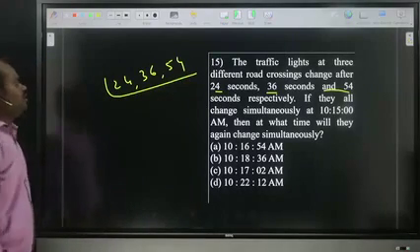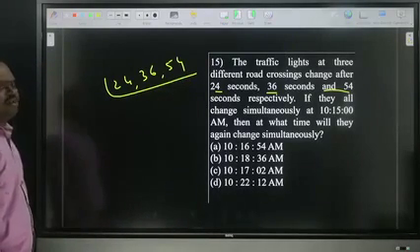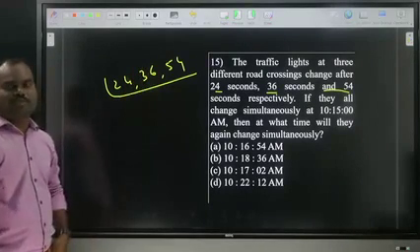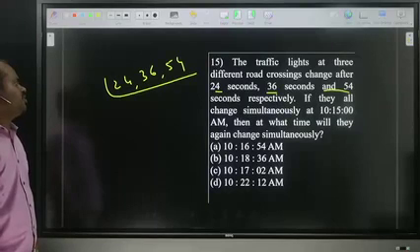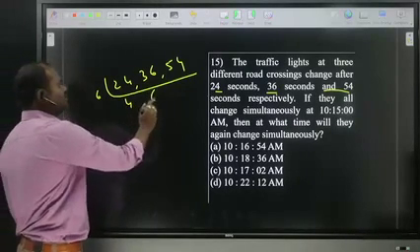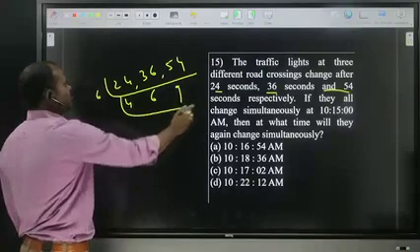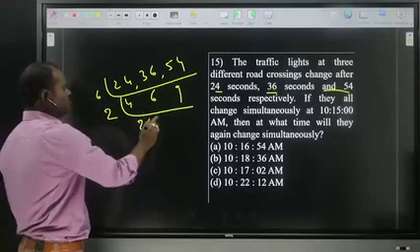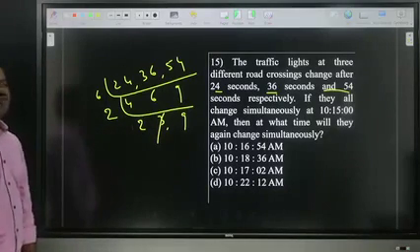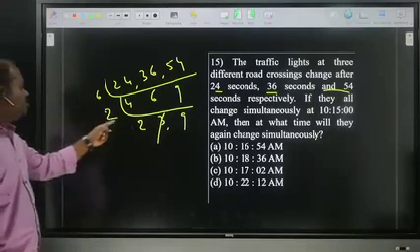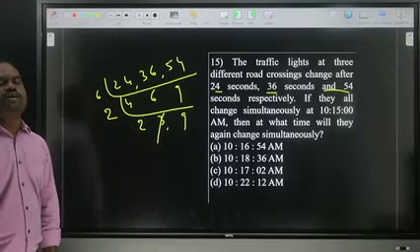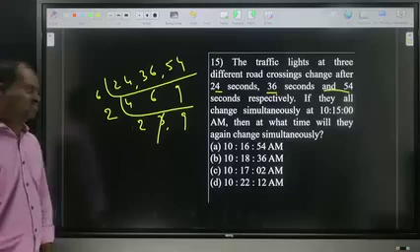Which table? Can we take the 12 table? In the 12 table we can't get 54. Can we take the 6 table? In the 6 table we get all: 6 fours, 6 nines. Next, 2 twos, 2 threes, 9 we can't. 3 we can eliminate. So what is the LCM? 6 twos are 12, 12 twos are 24, 24 into 9 is 180 plus 36, 216.